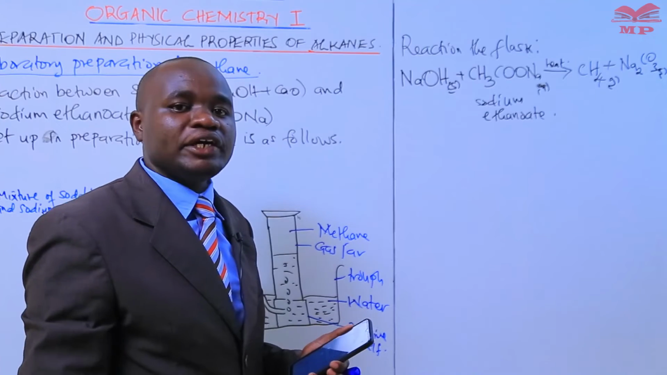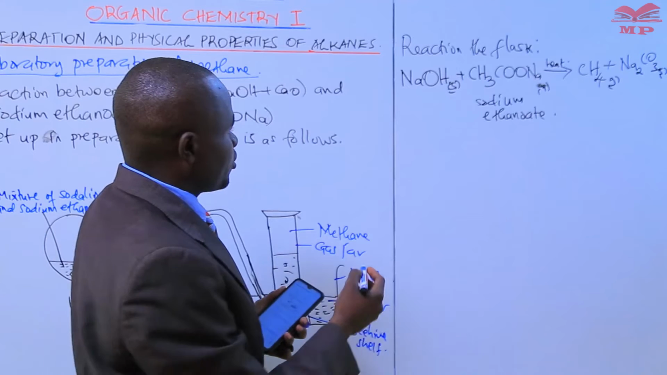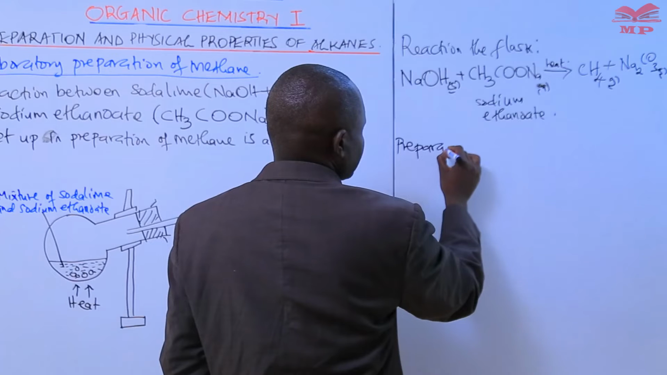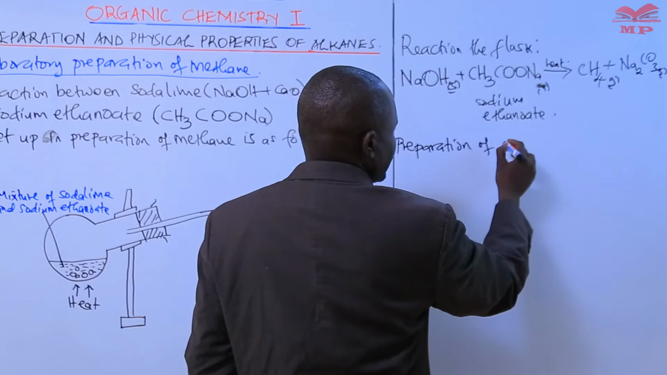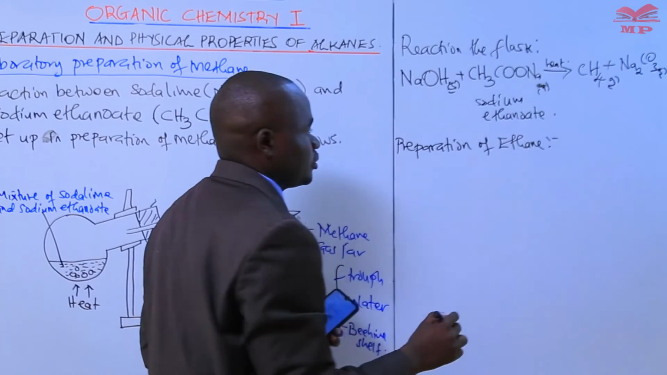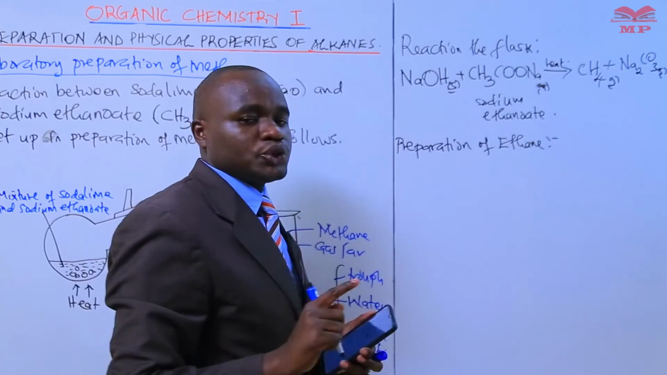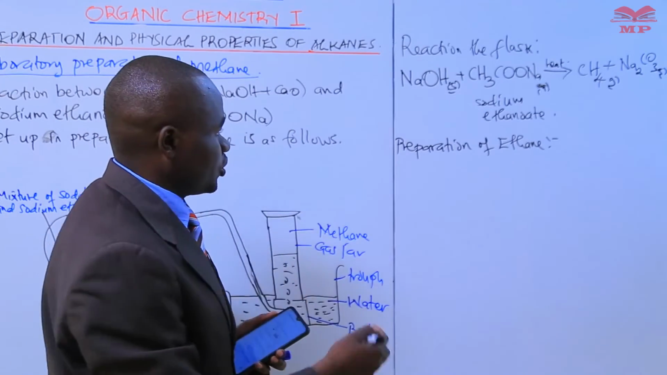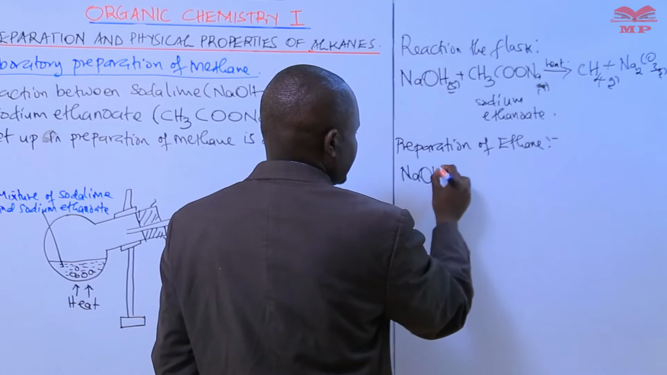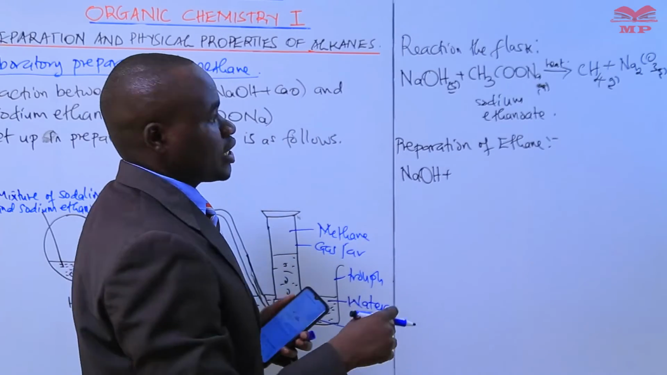So, for us to prepare ethane, we use sodium propanoate. So the reaction is as follows. Preparation of ethane. The reaction, we have seen ethane has 2 carbon atoms. The organic salt we use will now have 3 carbon atoms. So the reaction will be as follows. Sodium hydroxide will react now with the sodium propanoate. So propanoate has 3 carbon atoms.